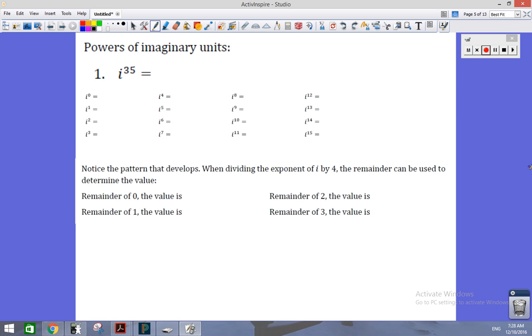And because it is a cycle of length 4, what we can do is divide the exponent by 4 and look at the remainder. So when we take 35 divided by 4, 8 times 4 is 32, and this has a remainder of 3. So this i to the 35th can be thought of as i to the 3rd power. Now we do need to know these first 4. We do need to know that this is 1, that this is i, that this is -1, and that this is negative i, and we have our answer.